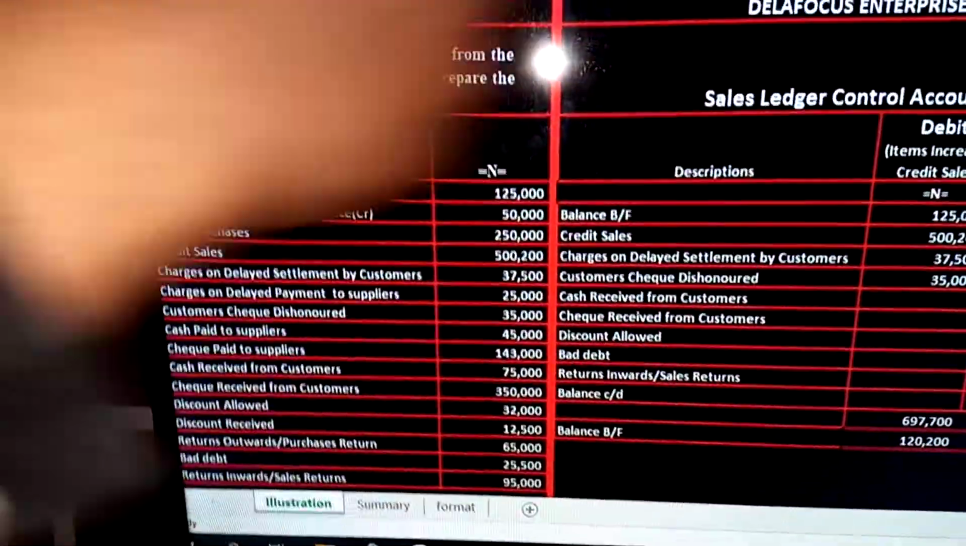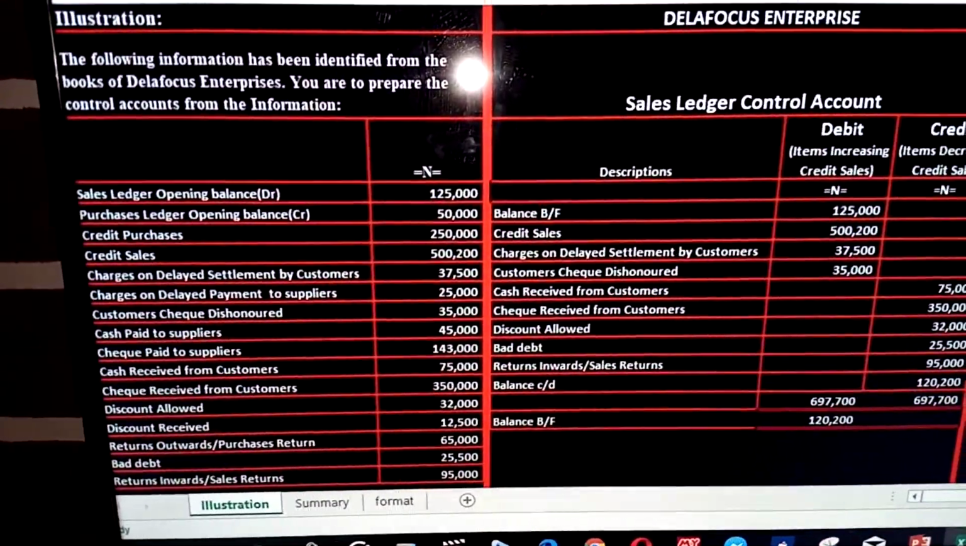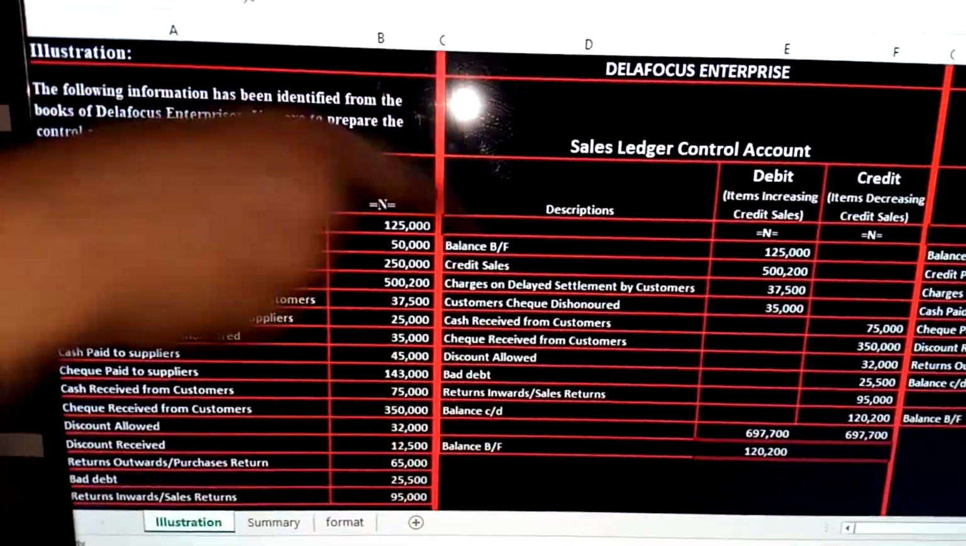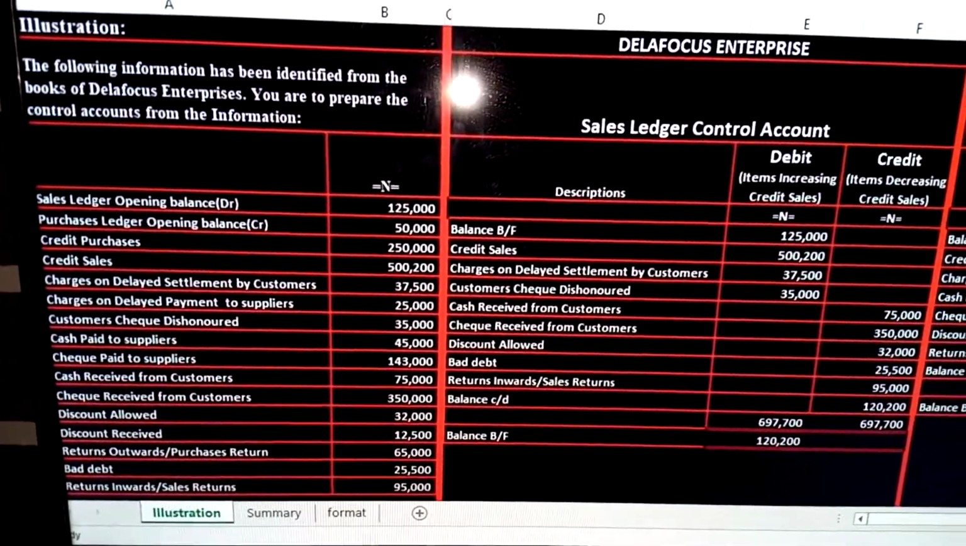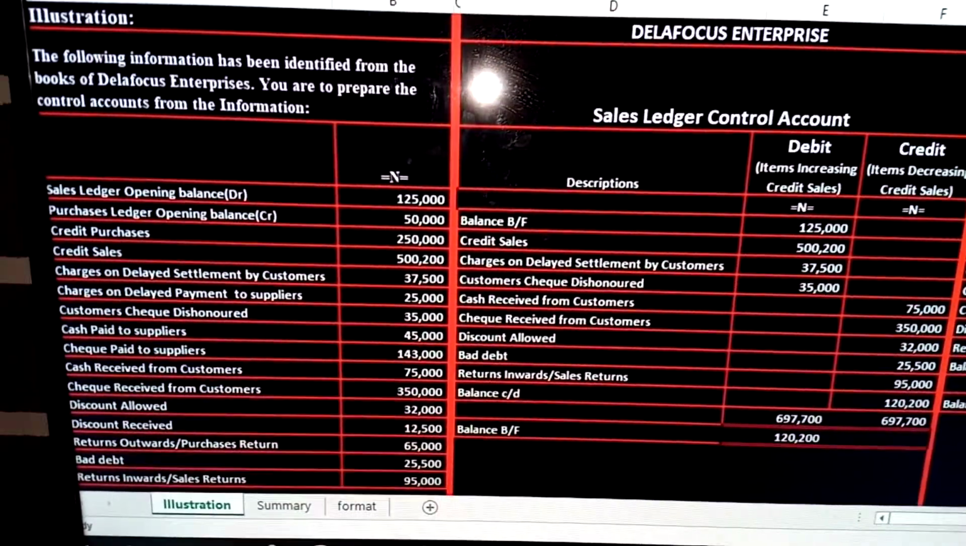If it's affecting purchase ledger control account, you ask yourself, is it increasing the amount owed to suppliers? If it is increasing it, you credit. If it is decreasing it, you debit. That's a simple technique to preparing control accounts. So let's take the items one after the other.